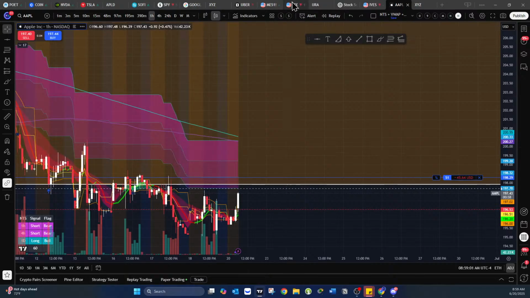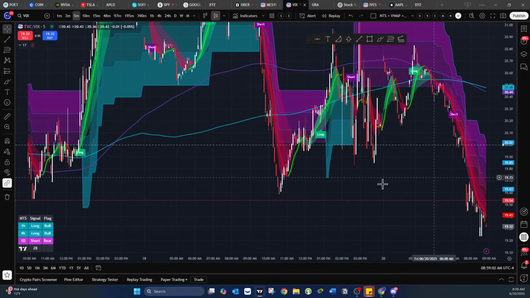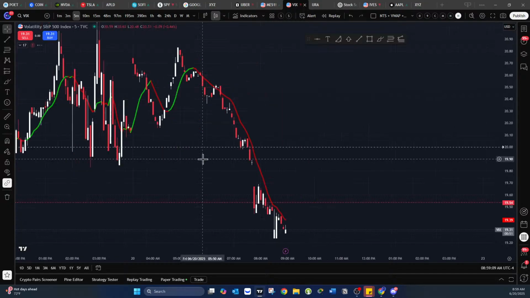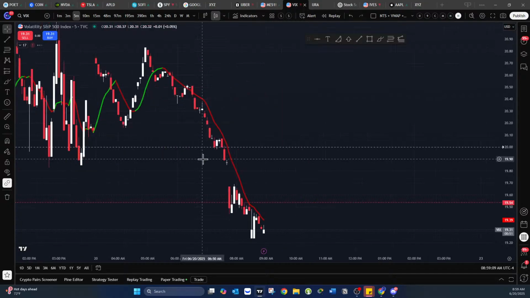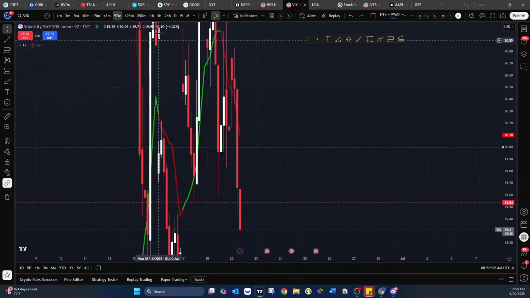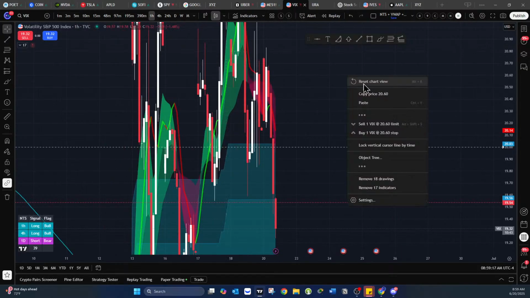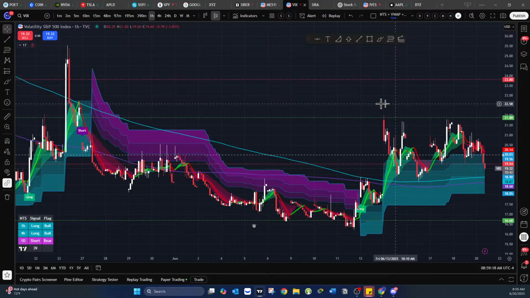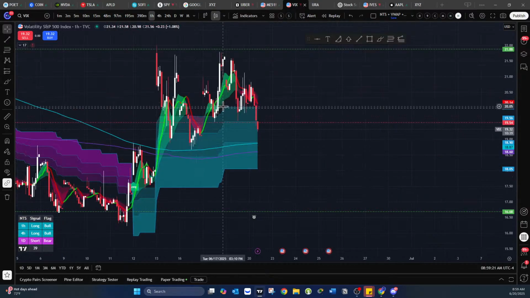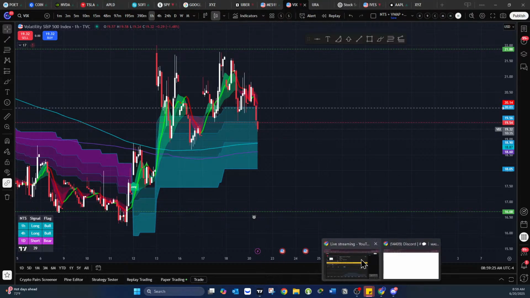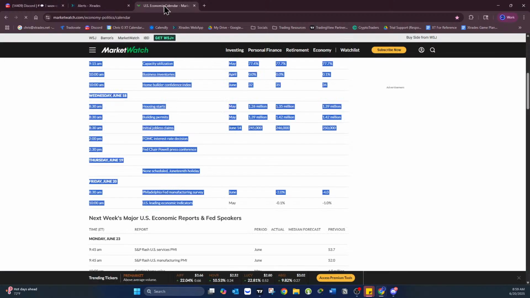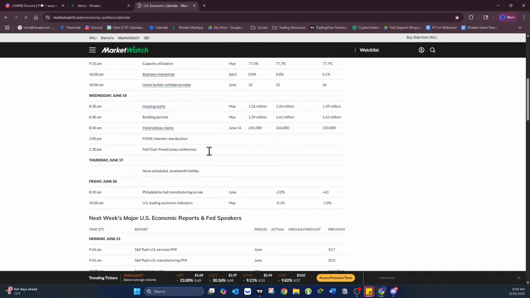VIX, I believe, went down a lot, so that's usually a really good sign for the markets. We could see a nice little pump, or we might get another reaction now that the market's open. We'll see how the market reacts these first 15, 20, 30 minutes. I'm probably going to wait these first 30 minutes. I probably won't trade this initial 30 minutes because of this news coming.